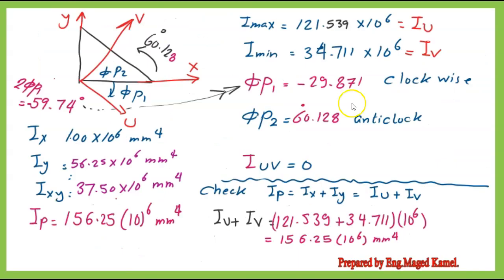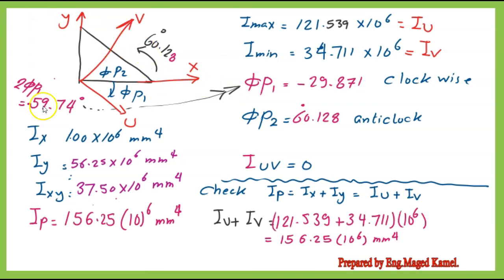In the next slide, we gather all the information. We have Imax or IU equals 121.539 by 10 to the 6 mm4. We have I minimum or I sub V equals 34.711 by 10 to the 6 mm4. The value of theta B1 equals minus 29.8715, which is the angle enclosed between the axis U and XX, as shown in the small sketch on the left side of the slide. Theta B2 equals 60.128 degrees in the anti-clockwise direction.